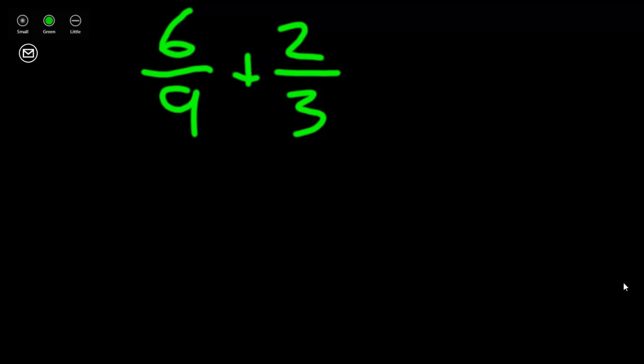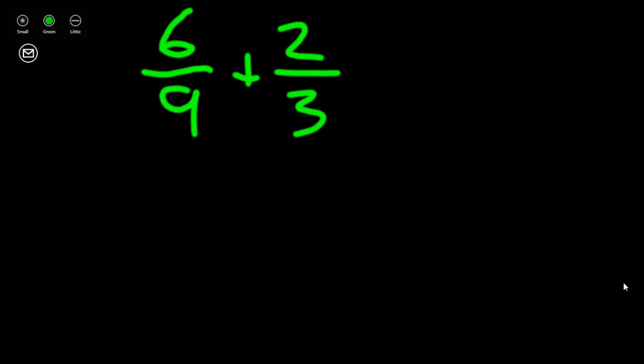In this lesson, we're going to learn to add fractions with unlike denominators and to add mixed numbers with unlike denominators. Let's start with two fractions. Our fractions that we're going to add are 6 ninths plus 2/3.